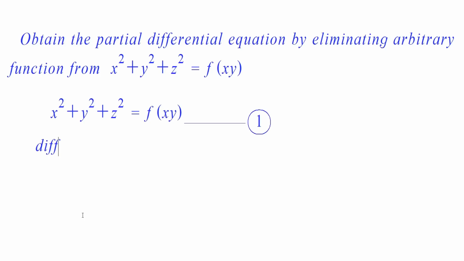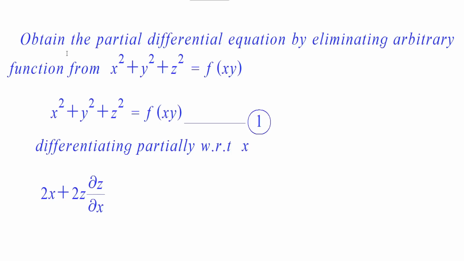Let us first differentiate equation 1 partially with respect to x. Upon differentiating, x square becomes 2x plus, as we know, y is a constant and the derivative of a constant is always 0, then the derivative of y square becomes 0 plus, and differentiate z square partially with respect to x, then the derivative of z square becomes 2z into dou z by dou x is equal to derivative of f of xy, which is f dash of xy into partial derivative of xy with respect to x, which is 1 into y, that is y, then f of xy becomes y f dash of xy.